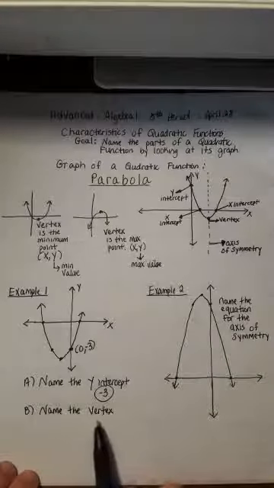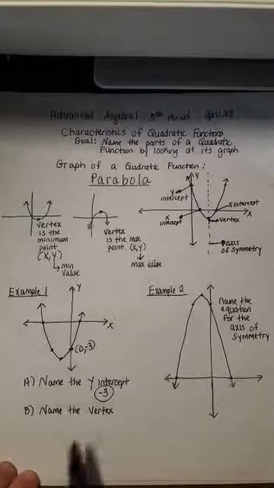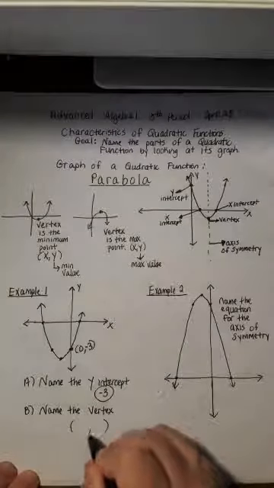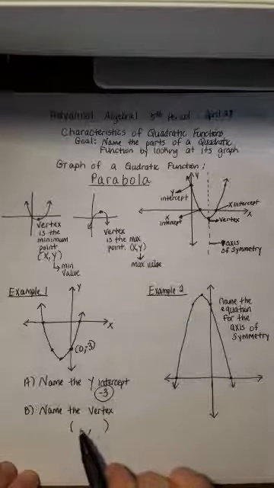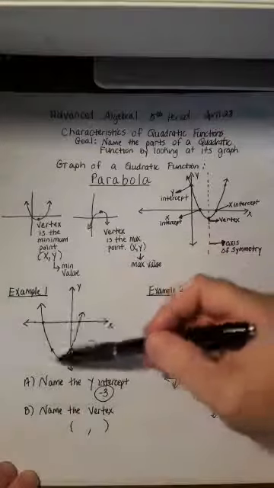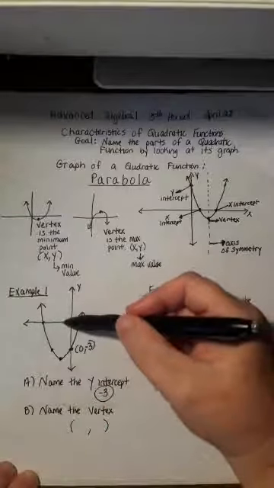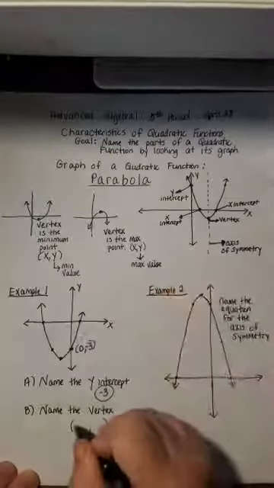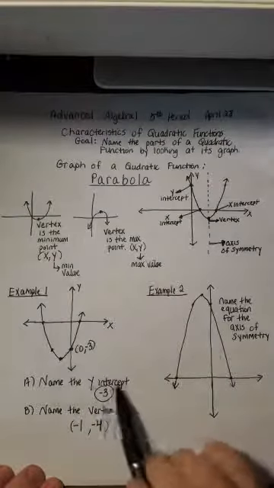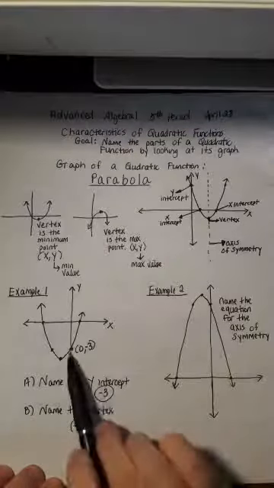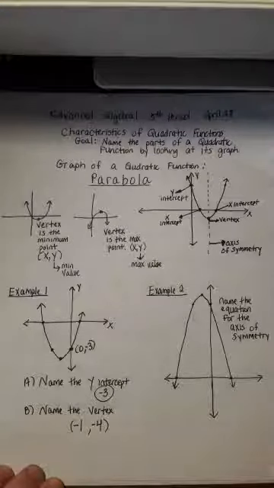All right, name the vertex. On your IXL, and any time if you were doing worksheets for me, the vertex is always going to be an ordered pair. I believe on IXL it gives you blanks to fill in for your x and your y coordinate. Look at this graph. Your vertex is this point right here, and that point is (-1, -4). So you would just say (-1, -4). That's your vertex. The y-intercept is just a number where it crosses the y-axis. Your vertex is an ordered pair, (-1, -4) in this case.